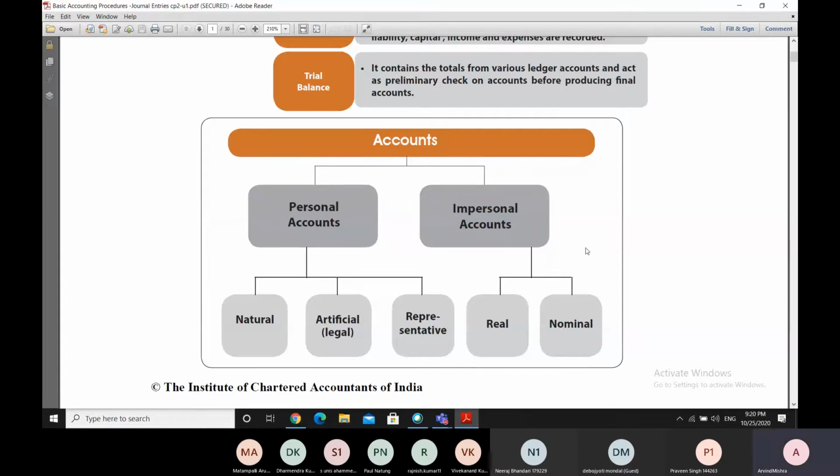Now, as an overview, all accounts are classified into two types: personal or impersonal. Those which are impersonal accounts are classified into two types: real and nominal. And those accounts which are personal accounts are classified into natural personal accounts, artificial or legal personal accounts, or the representative personal accounts. So the accounts are basically classified into two categories. One is the personal account, another is the impersonal account. And impersonal accounts are of two types: real and nominal.